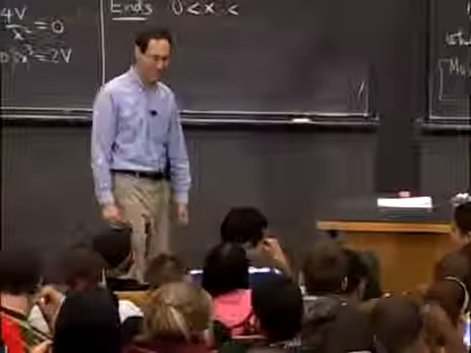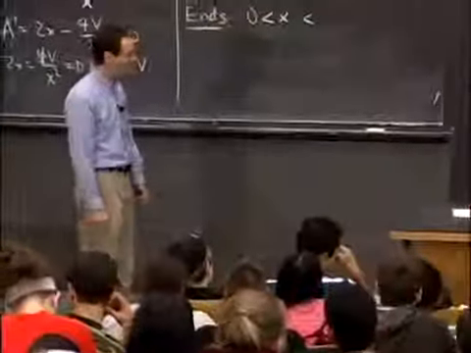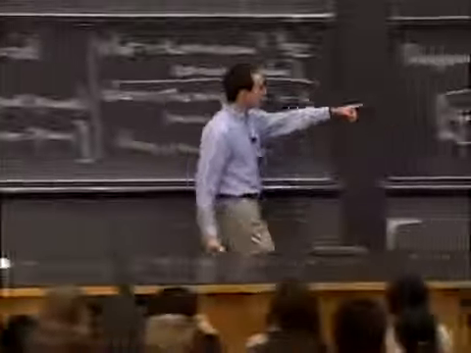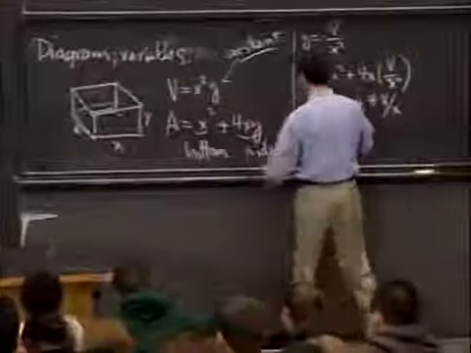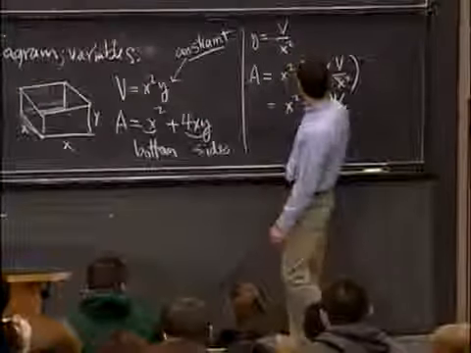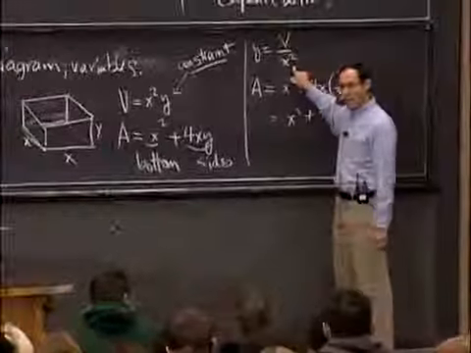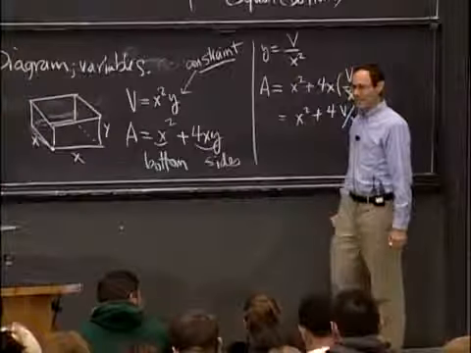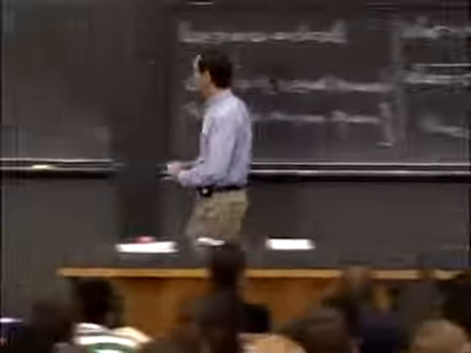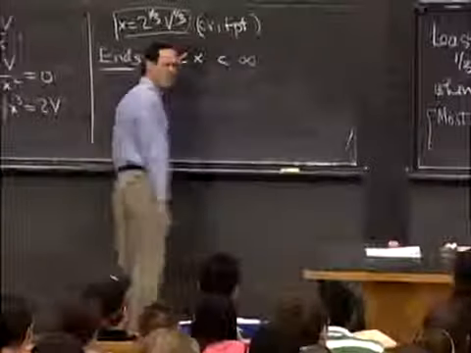X is always less than the square root of v over y. It's true that x is less than square root of v over y, so that's using this relationship. But notice that y is equal to v over x squared. So 0 to infinity. That's right. Here's the upper limit.